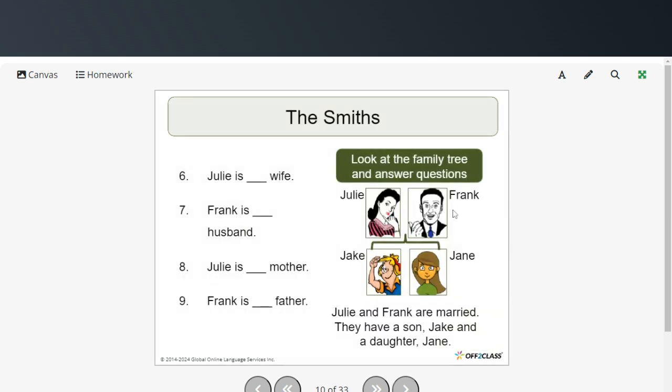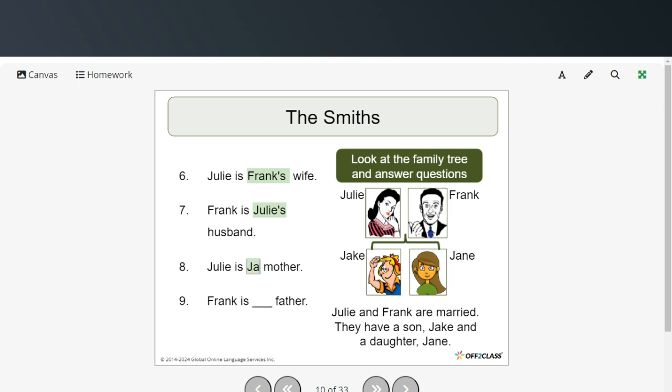All right, we're going to look at this family tree and then answer the question. So we have Julie, Frank, Jake, and Jane. Julie and Frank are married. They have a son, Jake, and a daughter, Jane. So Julie is Frank's wife. Frank is Julie's husband.